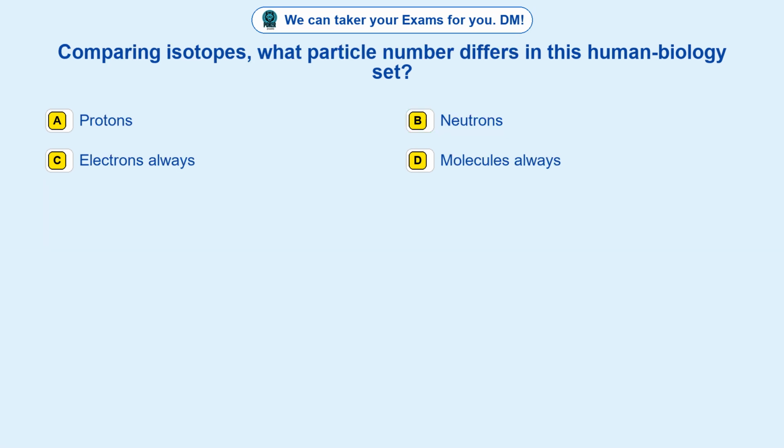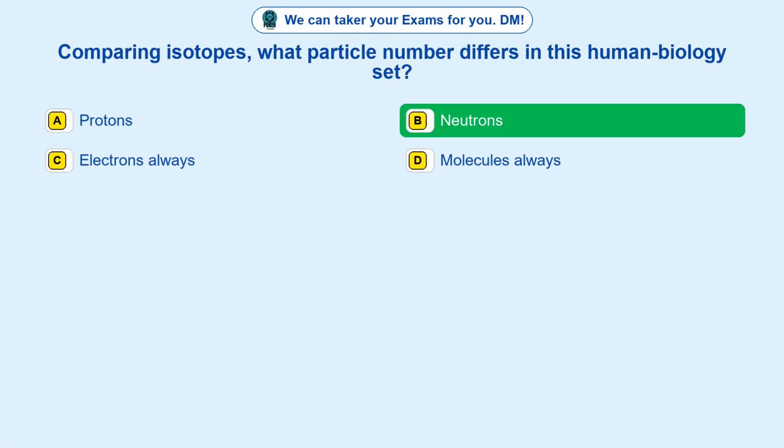Question 42. Comparing isotopes, what particle number differs in this human biology set? Option A, protons. Option B, neutrons. Option C, electrons always. Option D, molecules always.